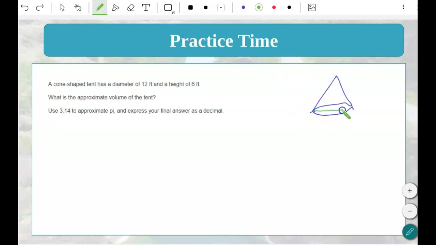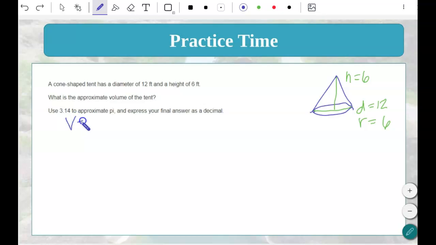I'm going to put this in green. So the diameter is 12. Remember, we need the radius, so we need half of that. That's going to be 6. And the height, remember, it has to go from the center to the point there. And the height is 6. So what's the approximate volume of the tent?